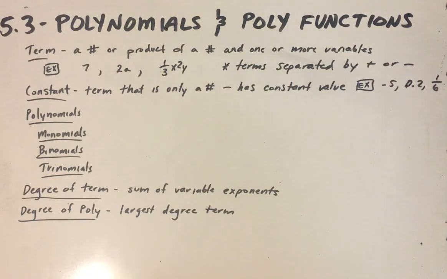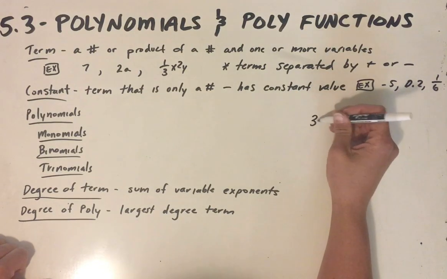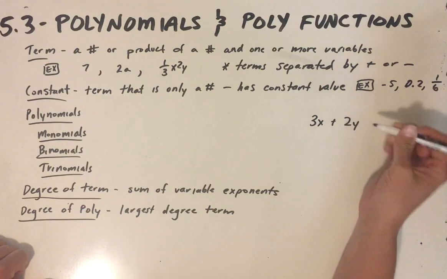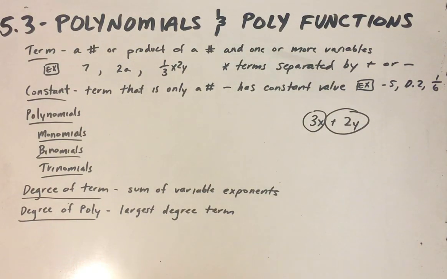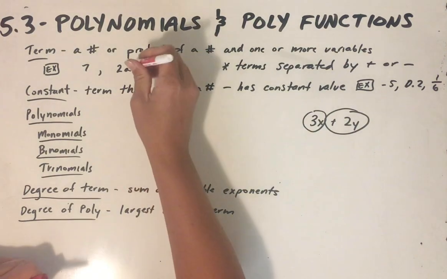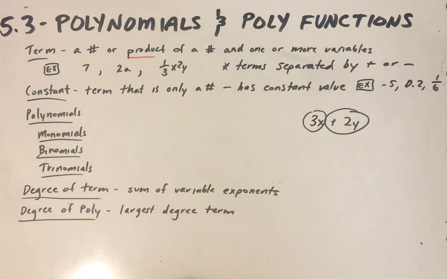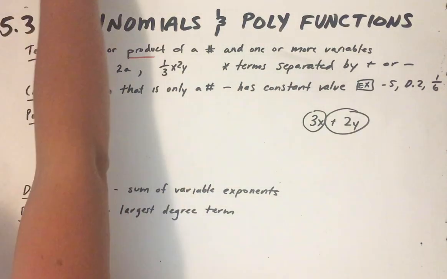It's really important to remember that terms are separated by addition or subtraction. So if I saw something like 3x plus 2y, this is a term and this is a term. They're separated by addition and subtraction. All terms are related through multiplication, or through the product of a number and a variable, or just a number.